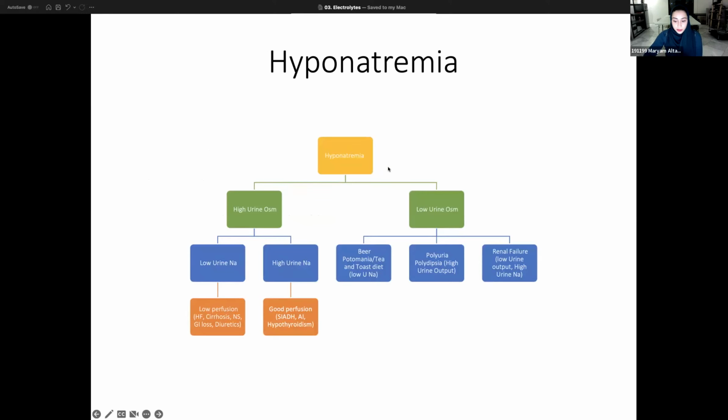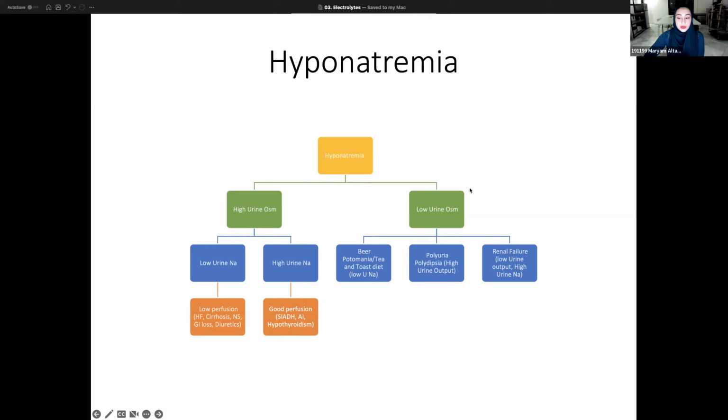So this is again what we just talked about. Hyponatremia, okay, with high urine osmolality. If you have low urine sodium, it can be due to low perfusion. So low perfusion is what we just talked about: heart failure, cirrhosis, GI loss, essentially the kidney is not getting enough. If you have high urinary sodium, so high perfusion, you start to think of SIADH, hypothyroidism, Addison's, etc.